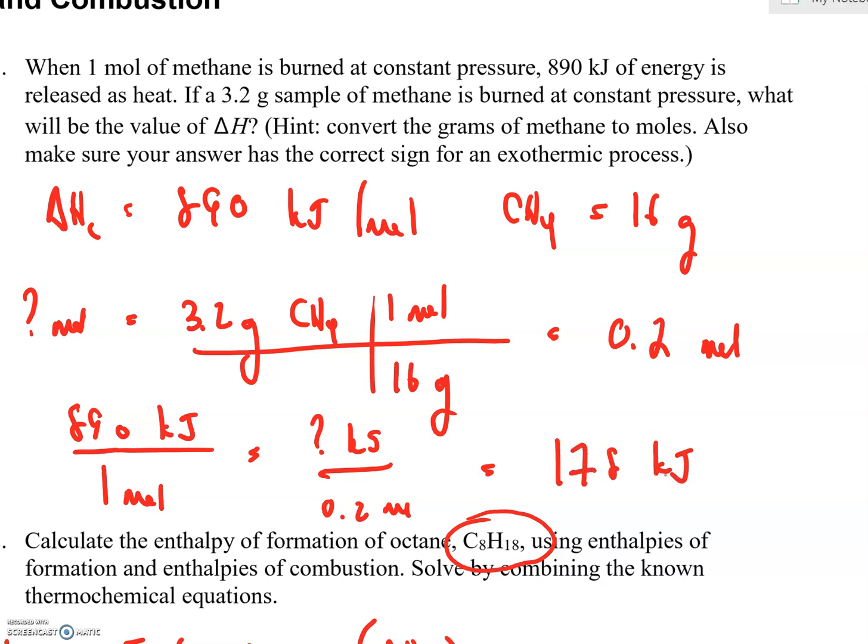178 kilojoules are given off when we burn 3.2 grams. All right, that's all you do. It's easy peasy. Okay, let's do number 3.